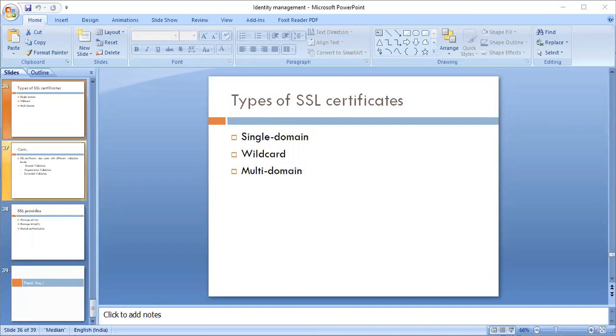So the type of certificate that is used over only one single domain is known as a single domain SSL certificate. The other type we are having is wildcard. Like a single domain certificate, a wildcard SSL certificate applies to only one domain. However, it also includes the domain's subdomains.